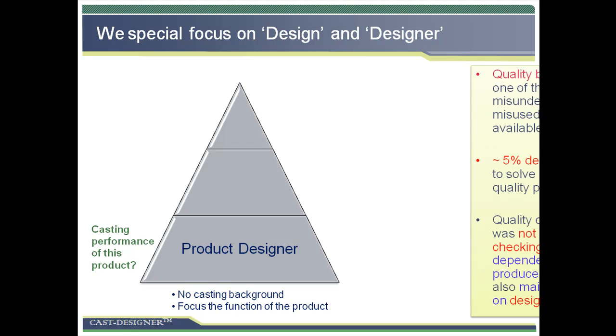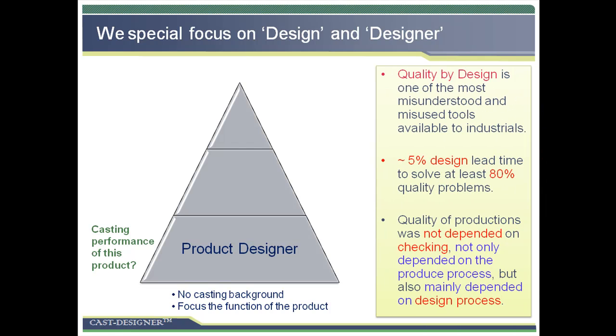Today, in the real business environment, cost, lead time and quality are the major concerns. Controlling the design stage is the best way to save time and cost, as well as enhance product quality. This is also the starting point of Cast-Designer. As we know, 5% design lead time can solve at least 80% of quality problems in the future, and bring back the biggest benefits to industry. We can serve the product designer to improve the original design at a very early stage.